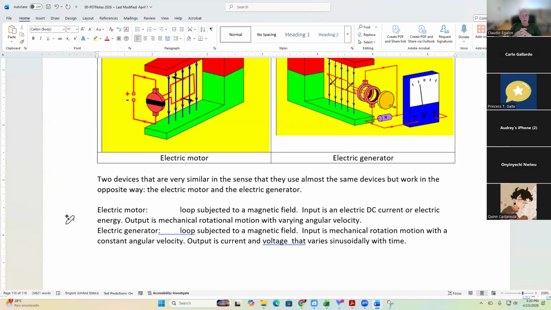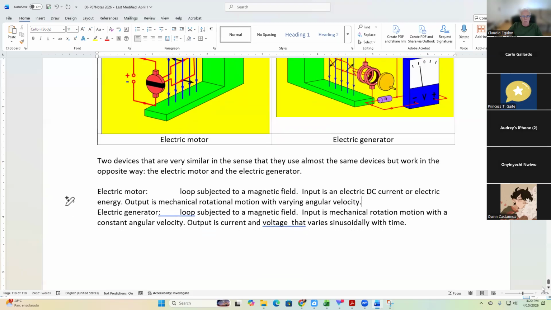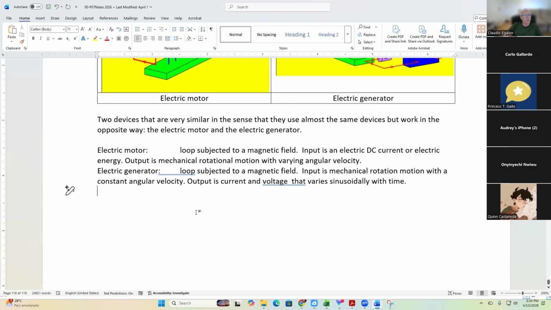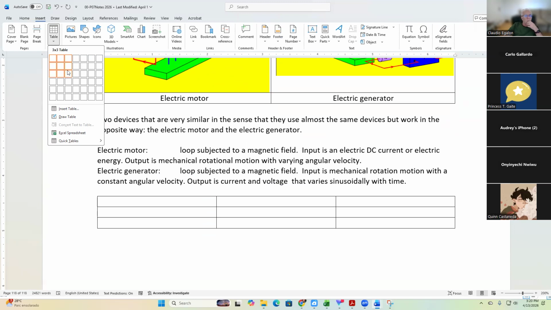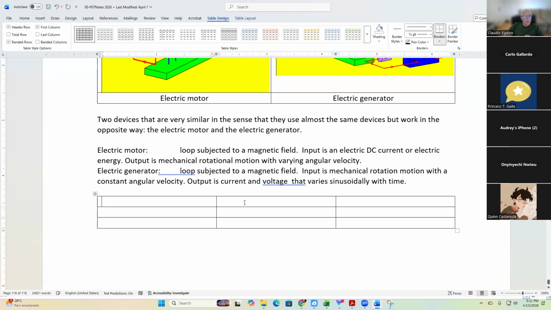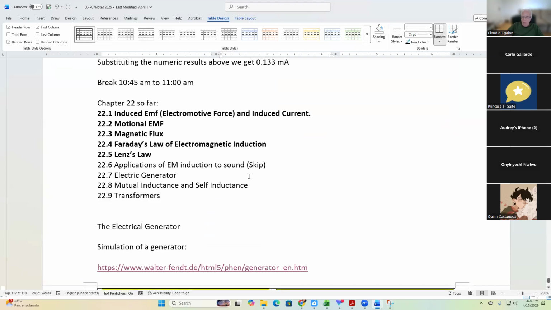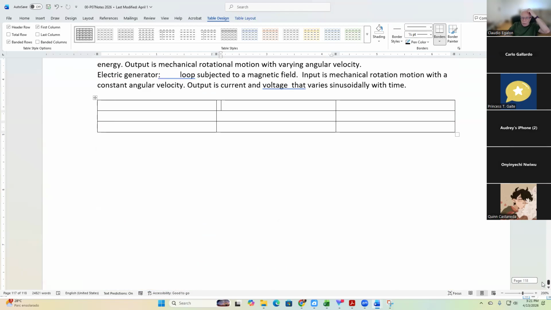Okay, so those are the two types of devices. In a way, they're similar to each other. And we can even come up with a table to compare them. I think a table is better. Let's see, insert 1, 2, 3. Let's see here, electric motor, generator.